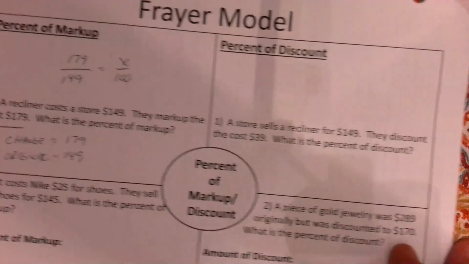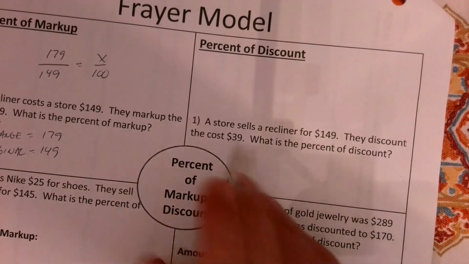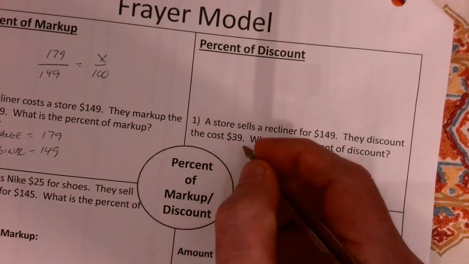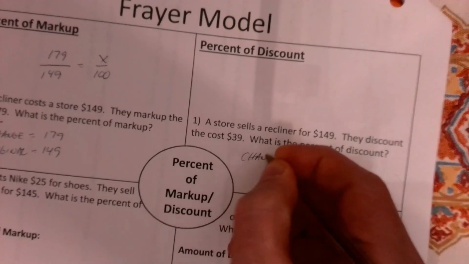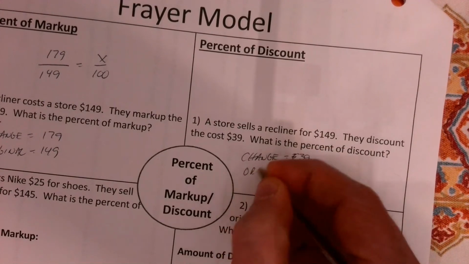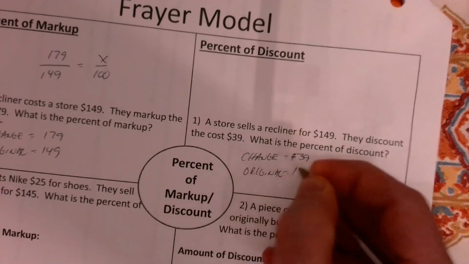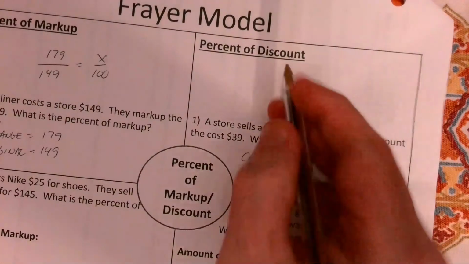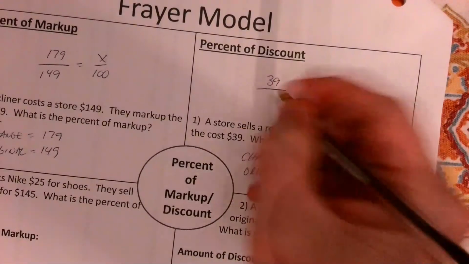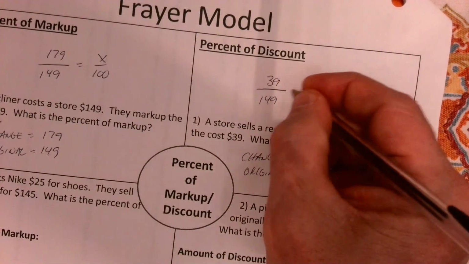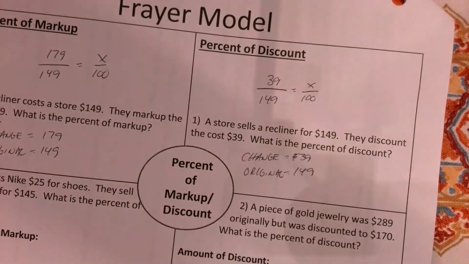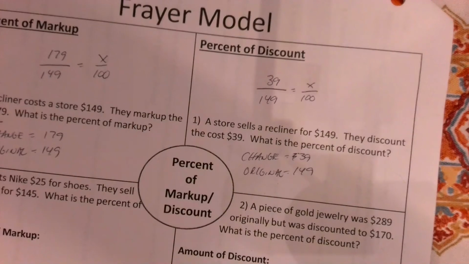Next one, percent of discount. Well, again, the original is $149, and the change on this one is $39. So change, 39. Original, again, just like the last problem, is $149. So it's set up very similarly, except here, it's the percent that is discounting. So the amount of discount was $39. Our original amount was $149. It's going to give us our percent of discount. All right, put that one in your calculator. Okay, but that's how you set that up. All right, change over the original.